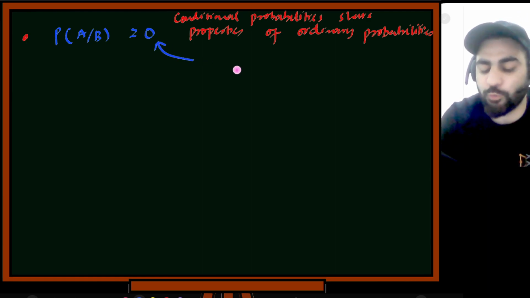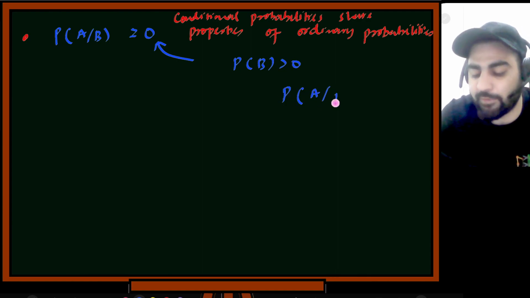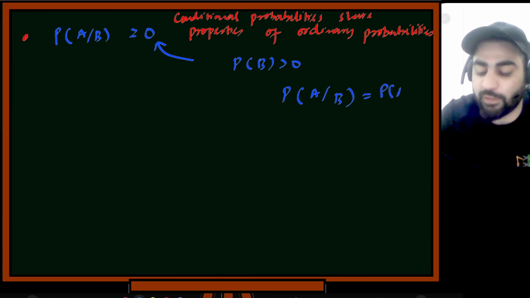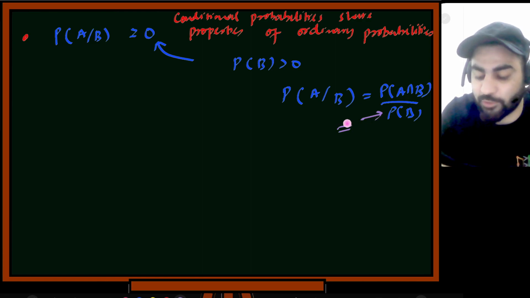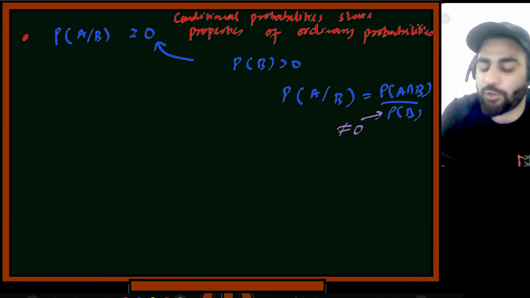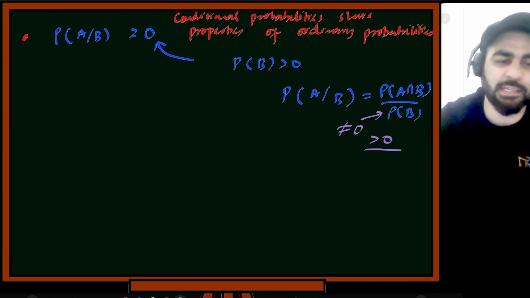And here we also assume that the probability of B is greater than 0, because in the conditional probability, that is probability of A given B, which equals probability of A intersection B divided by probability of B, we don't want this denominator to be 0. So it should be not equal to 0. And since it's a probability, it should be greater than 0 and, obviously, less than or equal to 1.